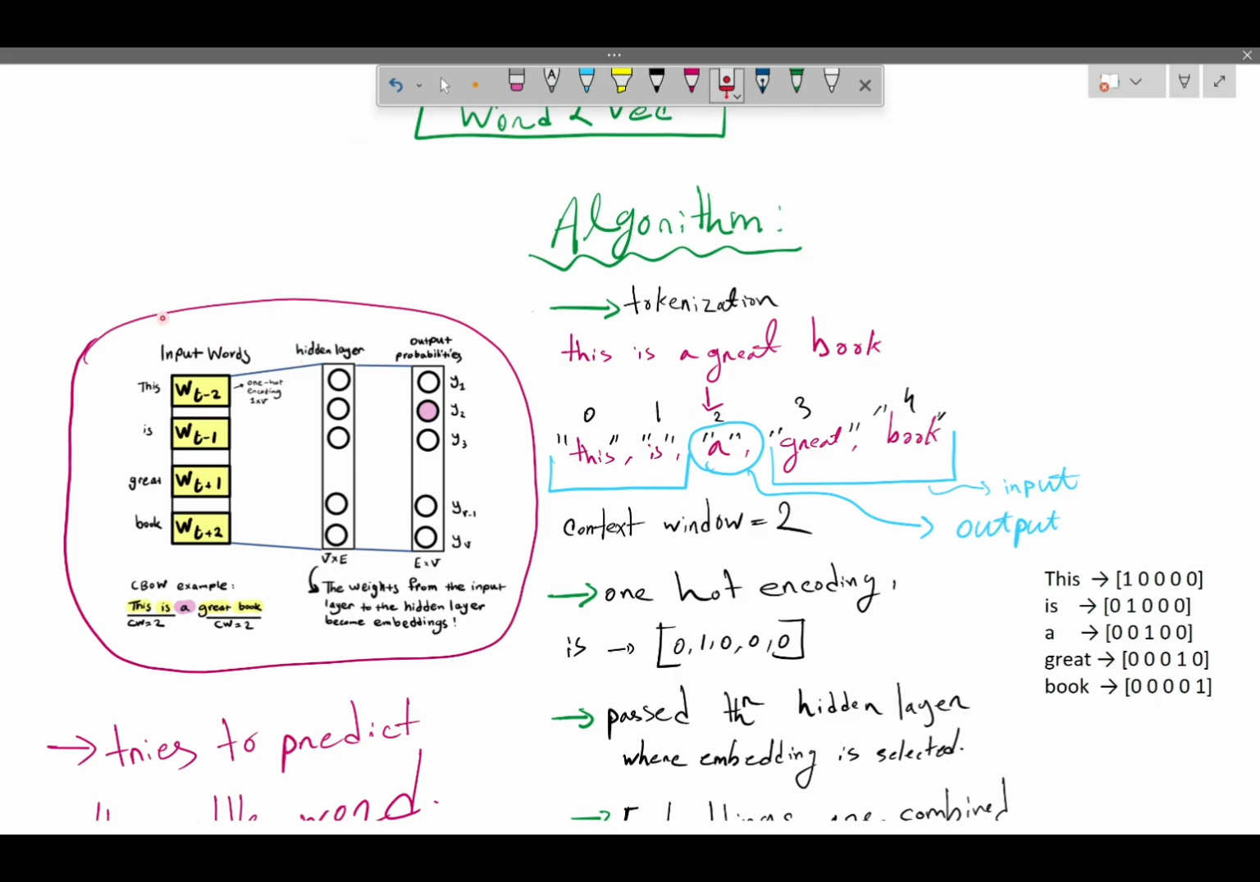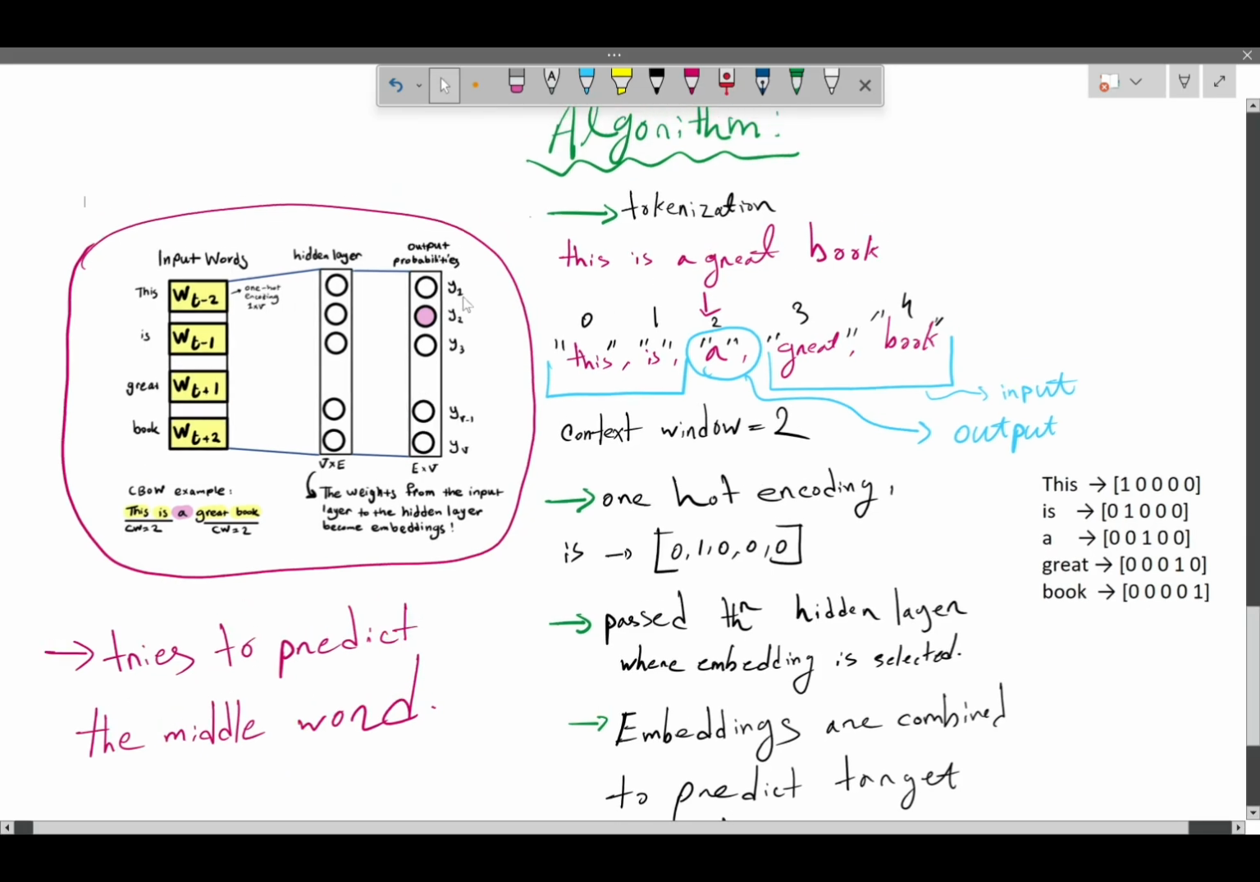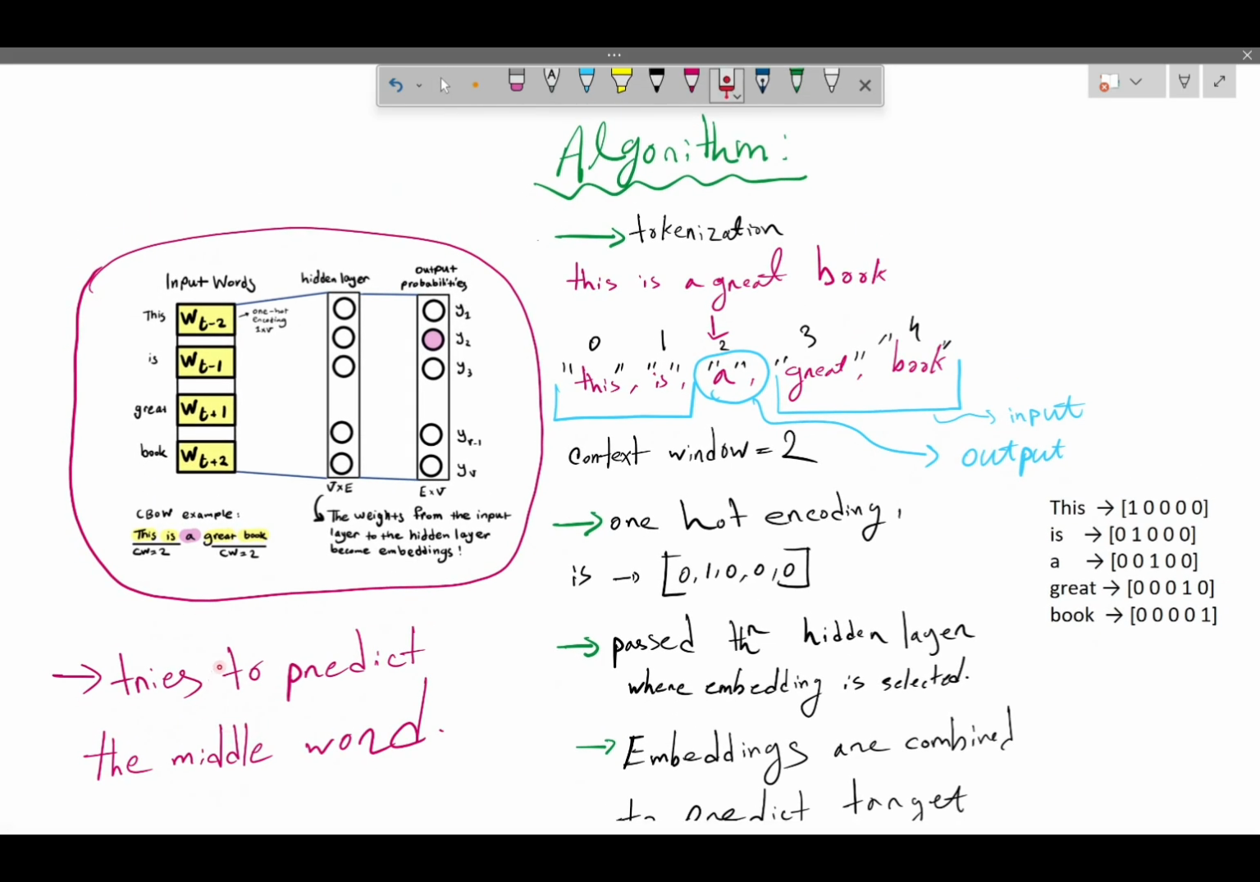So here we can see the neural network has an input side, then a hidden side, then an output side. What this neural network does is it tries to predict the middle word. Suppose it takes some words or tokens as input, then it goes through the hidden layer. The hidden layer assigns some weight to each of the tokens, then it generates an output.